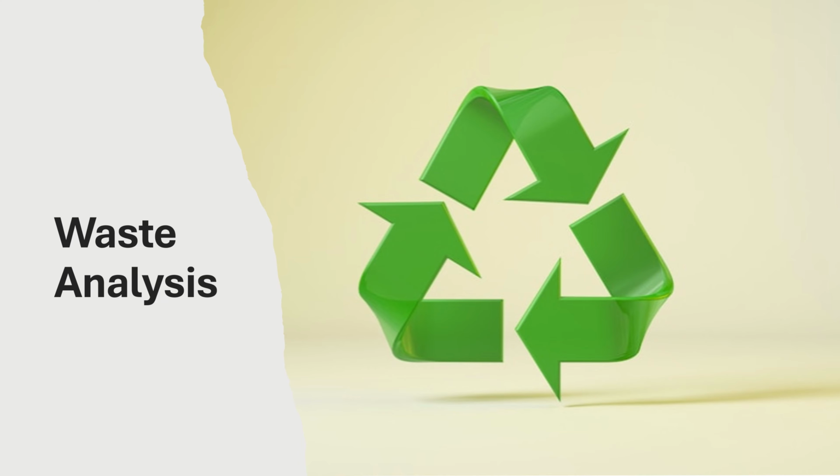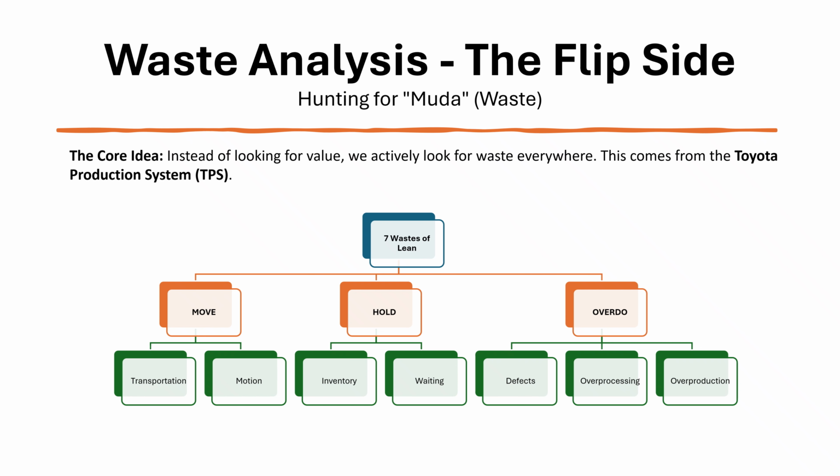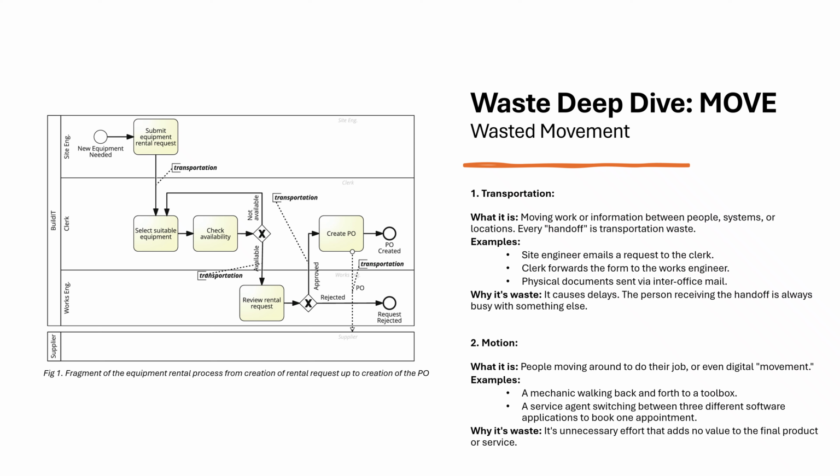Complementing value added analysis, we have waste analysis. This technique, famously originating from the Toyota Production System, asks us to actively hunt for muda, the Japanese term for waste, everywhere in the process. The seven classic wastes can be easily grouped into three categories: move, hold, and overdo. To make them easier to remember, let's dive into each of the seven, starting with move. It relates to movement of materials, information, or people.